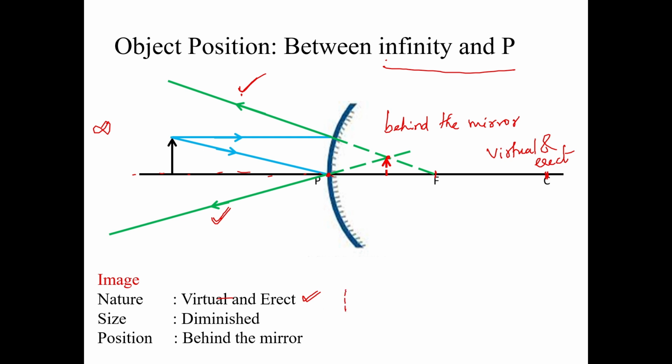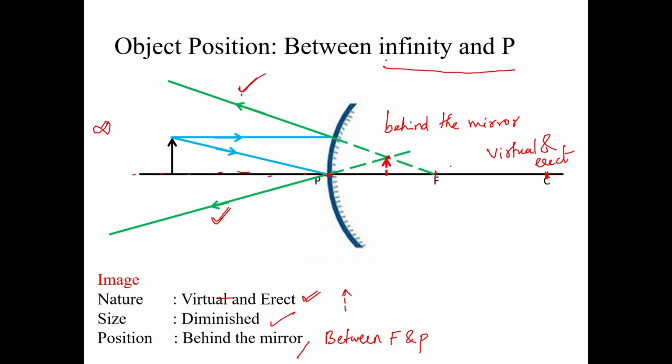And what about the size of the image? Diminished. You compare it with the object size. You will see that it is small. Small means diminished. Now where are you getting the image? Behind the mirror, and mention the position between F and P. So you are getting the image between F and P. So these are the two object positions for convex mirror.